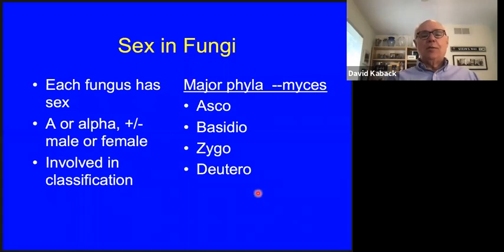And there are 4 major phyla of fungi: Ascomycetes, or Ascomyces, Basidiomycetes, or Basidiomyces, Zygomycetes, or Zygomyces, and Deuteromyces, or Deuteromycetes. Okay, now, unfortunately, Deuteromyces are ones we just haven't classified yet. So we just put them in this big classification, and we sometimes refer to these as fungi imperfecti. Okay, that said, I'll tell you the differences between these as soon as I tell you how fungi have sex.